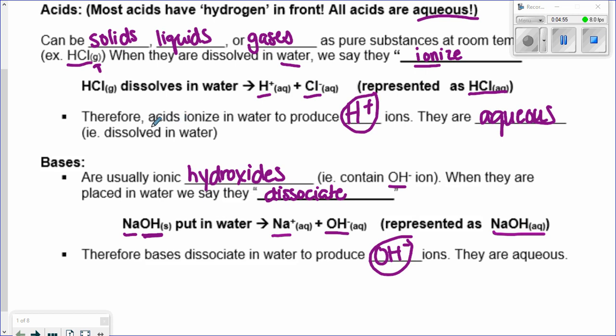So acids in water ionize to form those H plus ions. Bases dissociate to form those OH minus, OH negative ions, aqueous as well. And so this is a general definition for acids and bases. There are exceptions to these rules of forming hydrogen ions and forming hydroxide ions, and in Science 30, we talk a little bit more about acids and bases.